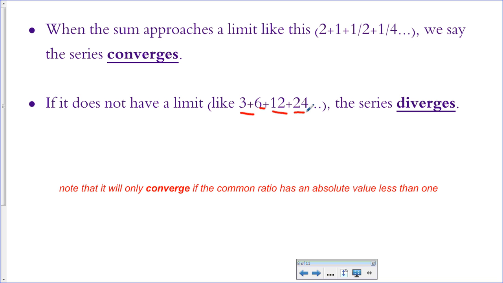Note that a series is only going to converge if the values are getting smaller as you go, right? 2, 1, then a half, then a fourth. So that means that the common ratio is something less than 1. It means that you're multiplying by a half each time, a third each time.